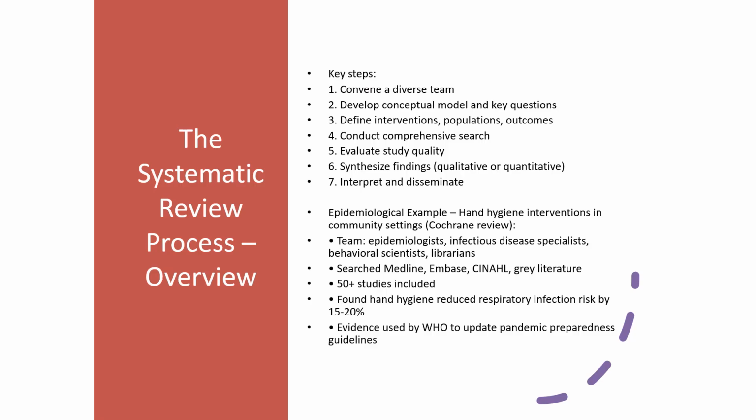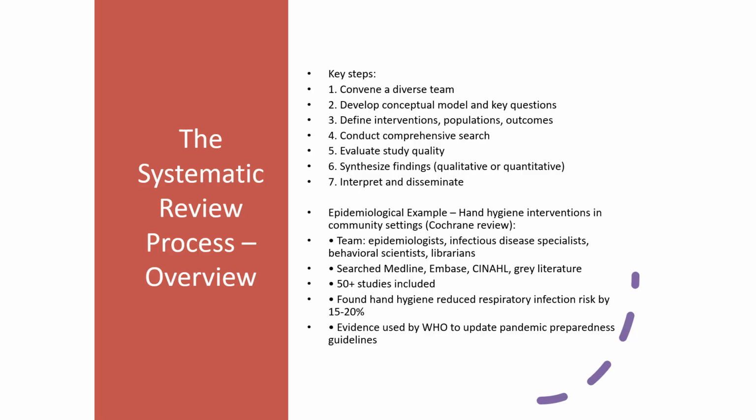The systematic review process has several key steps. First, you convene a team. You need a content expert to understand the disease and the interventions. You need methodologists who understand the study design and bias. You also need a librarian who knows how to search databases. You need a statistician if you're doing a meta-analysis.